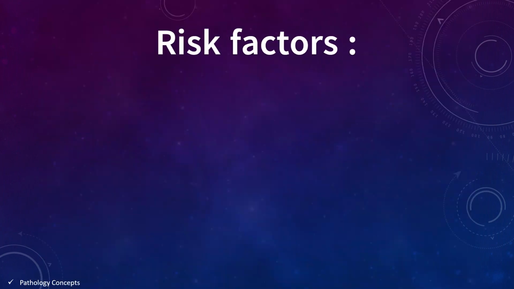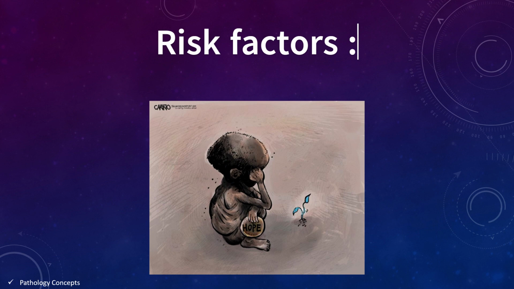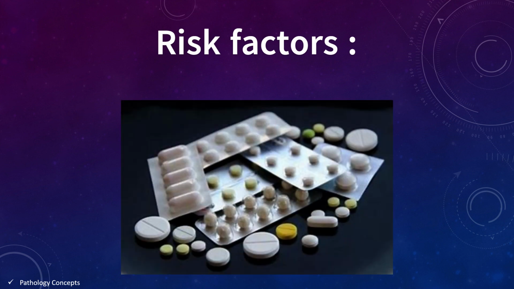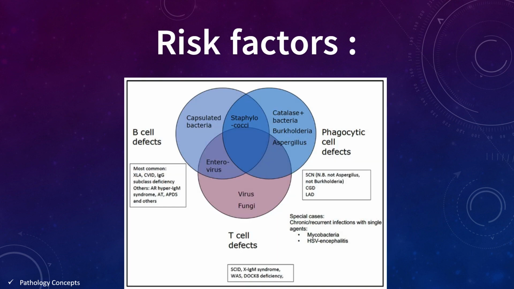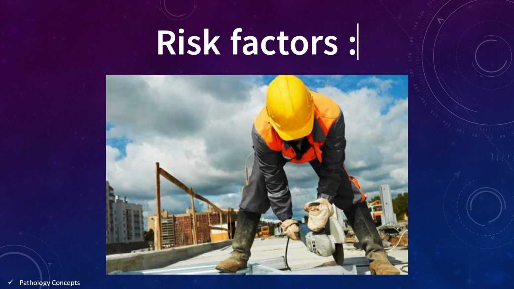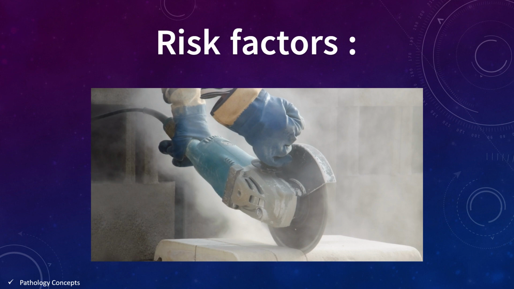Risk factors for tuberculosis are the following. First is socio-economic factors like poverty, malnutrition and wars. Second is immunosuppressive states like HIV infection, chronic immunosuppressive therapies like steroids and monoclonal antibodies, a poorly developed immune system in children, and primary immunodeficiency disorders. Third is occupational risk factors like workers in mining, construction workers, and pneumoconiosis or silicosis.